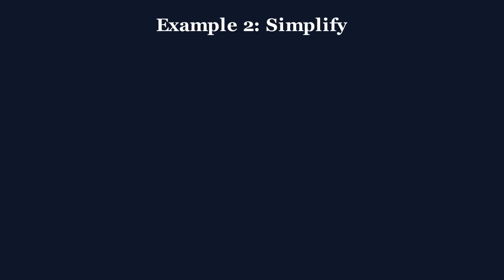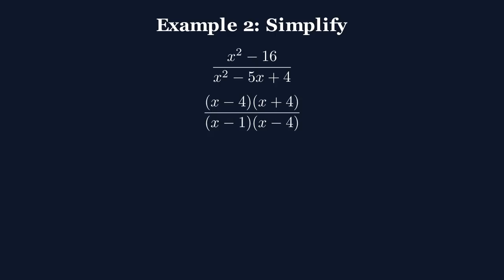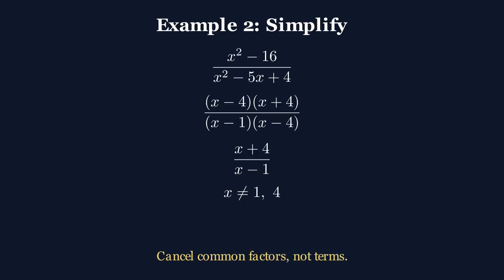Example 2. Simplify x squared minus 16 over x squared minus 5x plus 4. First factor everything. The numerator factors as x minus 4 times x plus 4. The denominator factors as x minus 1 times x minus 4. Cancel the common factor x minus 4. The simplified expression is x plus 4 over x minus 1, with restrictions x cannot equal 1 or 4.